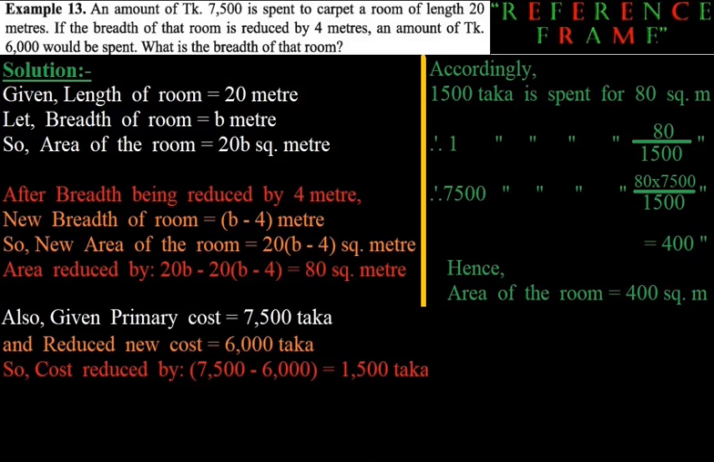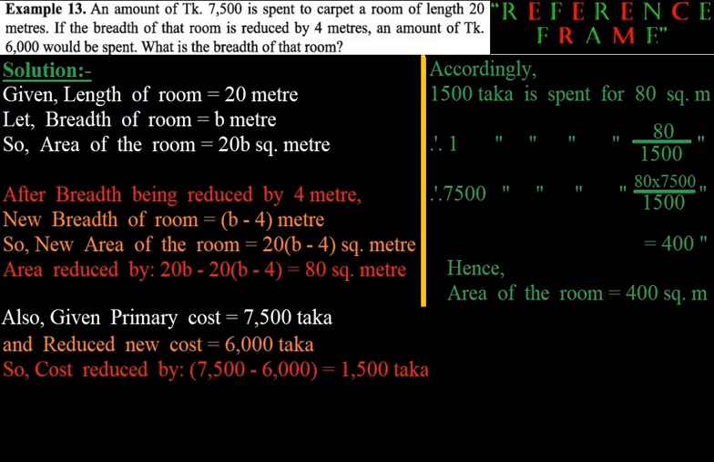So let's see, by the unitary system we can find that 1 taka is spent for 80 divided by 1500 square meter, and therefore for 7,500. Why are we going for 7,500? Because that is the actual cost for the room to carpet. So for 7,500 taka, the cost will be for 400 square meter. For what? 400 square meter. Look, what is given in the question?